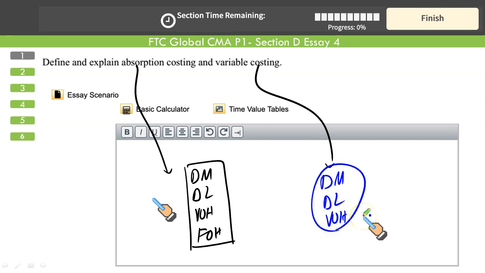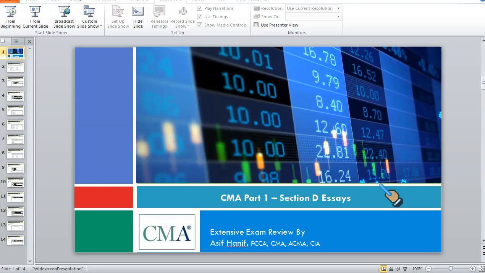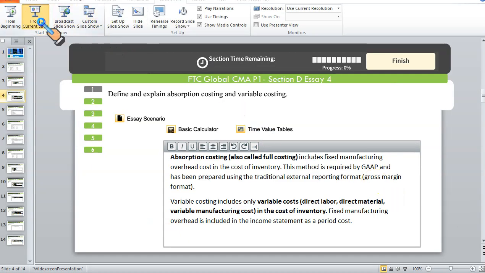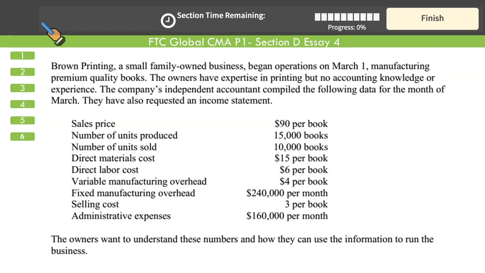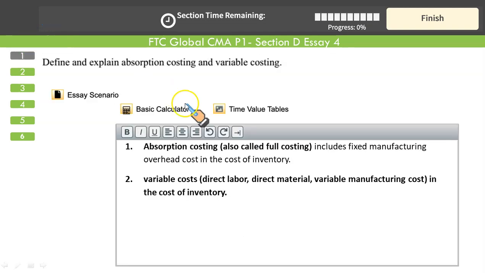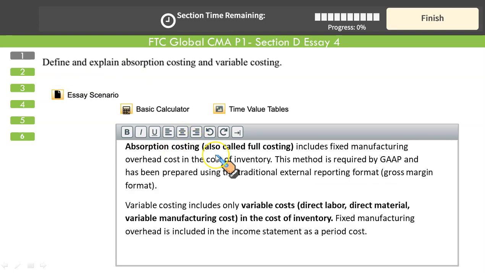variable overheads. So absorption costing, also called the full costing, includes the fixed manufacturing cost together with the variable cost of production, whereas variable costing considers only direct material, direct labor, and variable overhead as a part of product or the inventoriable cost. No more, no less, sufficient to get you the credit. And that's what you will give, right? Right here, this one. Absorption costing, variable costing, just in this sufficient 1 or 2 lines explaining absorption, define and explain would be sufficient.